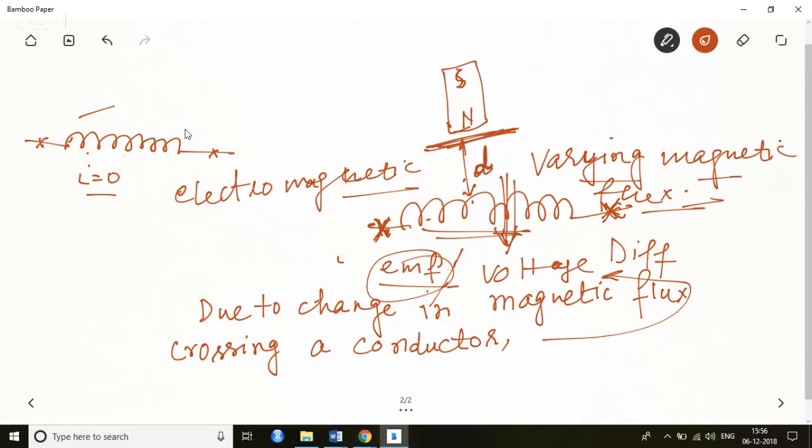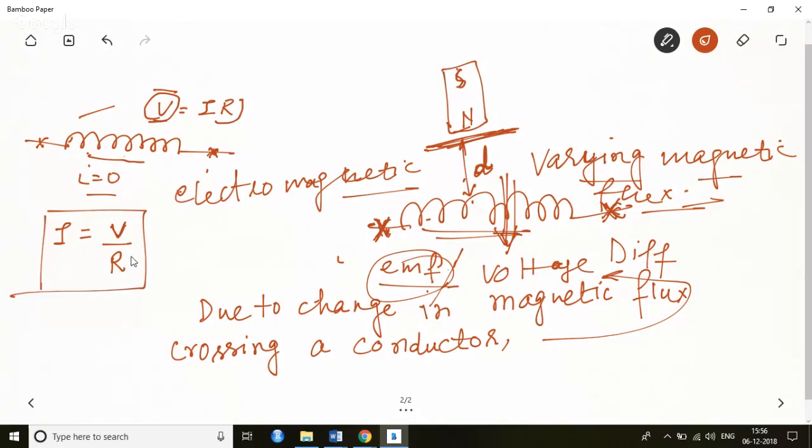If a voltage difference is generated, what will happen? V is equal to IR. So this V is induced in this particular coil because of changing magnetic flux. As this V has developed, this coil has a certain amount of resistance in it, and due to it a current will start flowing through this conductor if the circuit is closed, and the value of current would be I is equal to V by R. So that is what electromagnetic induction is.